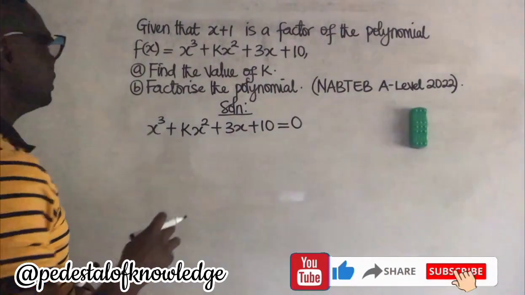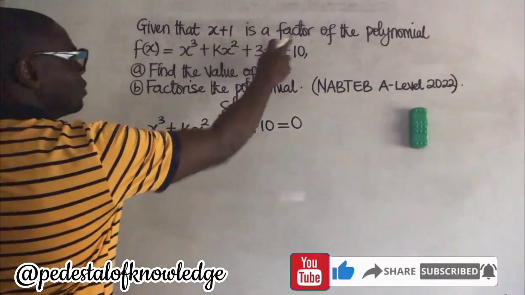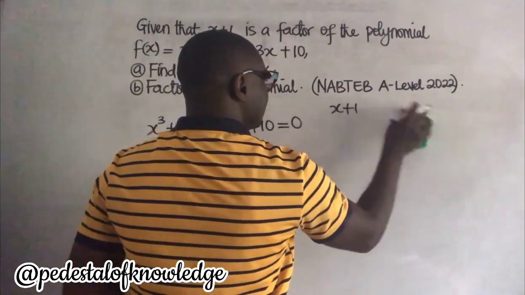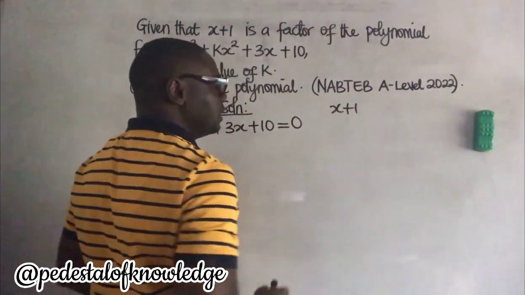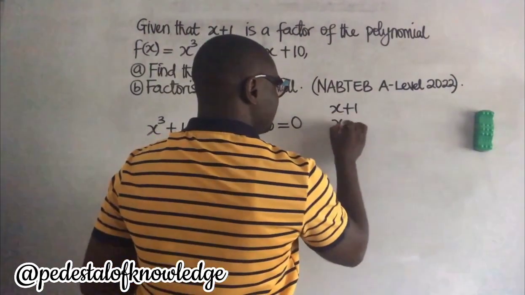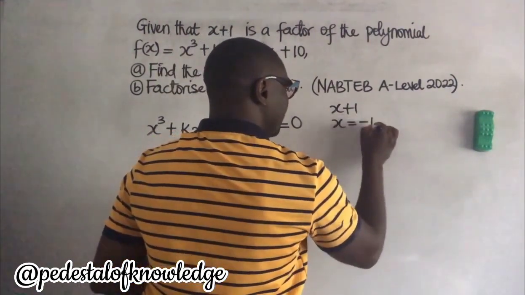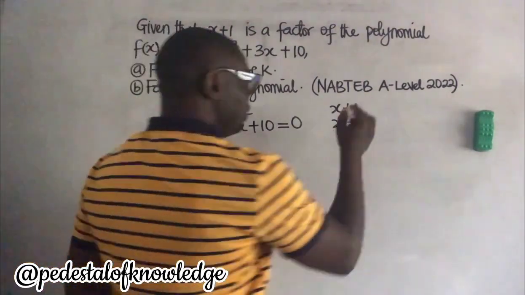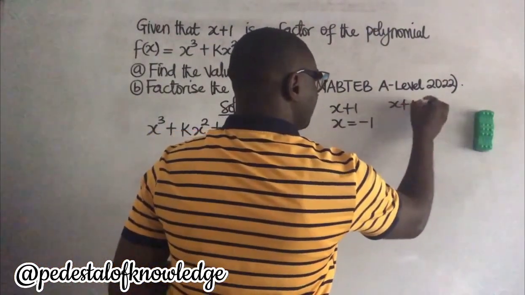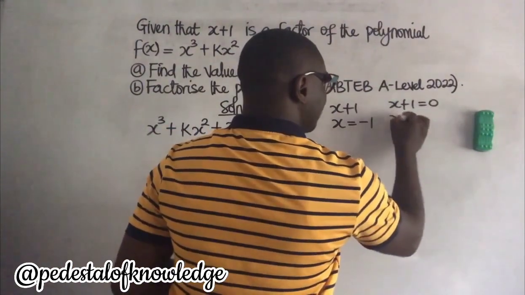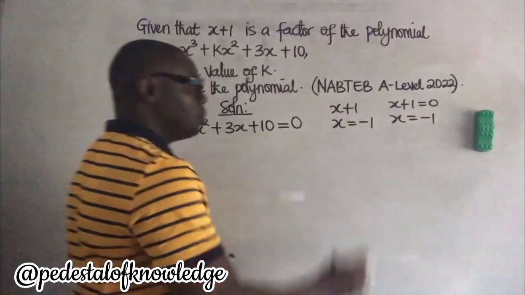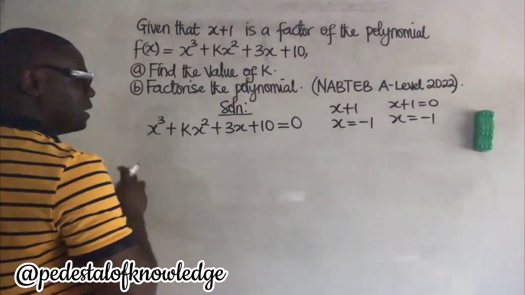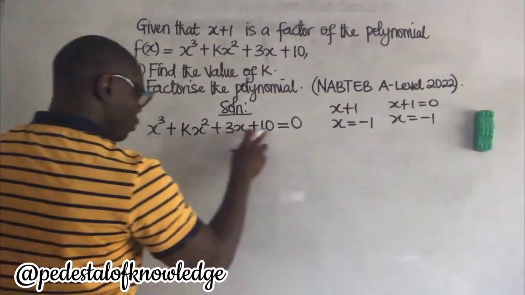Now the second step is this. It says x plus 1 is a factor of the polynomial. So if x plus 1 is a factor of the polynomial, that means that x equal to minus 1 is one of the zeros or roots of the polynomial, because when we equate x plus 1 to 0, that means that x is equal to minus 1. So minus 1 is one of the zeros of the polynomial.